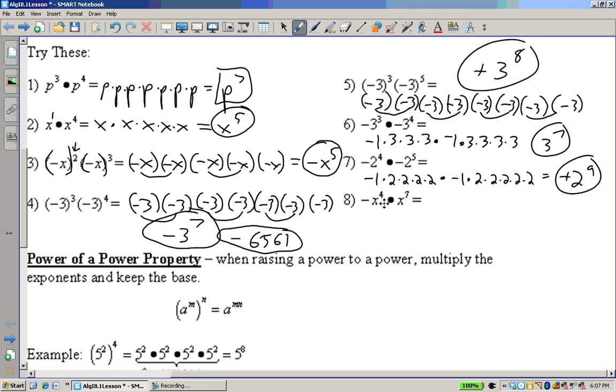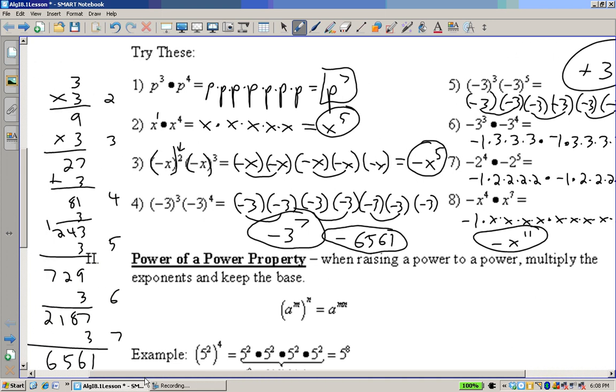All right, number 8. How many negatives are here? Well, it's just 1. And we have 1, 2, 3, 4 x's. Again, we also have 1, 2, 3, 4, 5, 6, 7 x's. All in all, we have 1 negative, which makes the whole thing negative, or the opposite of whatever x would be. And then 4 plus 7 is 11 x's. And there we go.